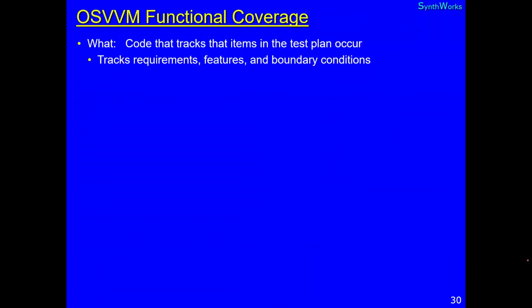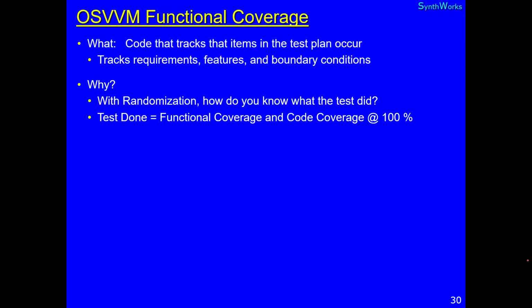Okay, the next thing, once we start randomizing, we need to consider having functional coverage, because with randomization code, how else are we going to tell what is being done? Okay, so what is functional coverage? It's simply code that tracks items in our test plan. So it's going to be requirements, features, and boundary conditions of our design that aren't illuminated already by code coverage. We want to track them with functional coverage. Okay, so again, with randomization, how do we know it's done? Our done metric then is going to be 100% functional coverage and 100% code coverage. Code coverage we might have exceptions for, like with the when others clause.